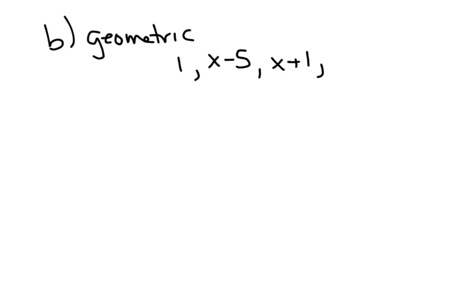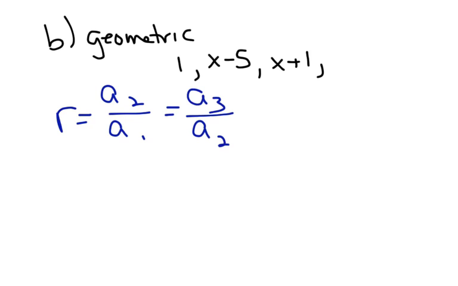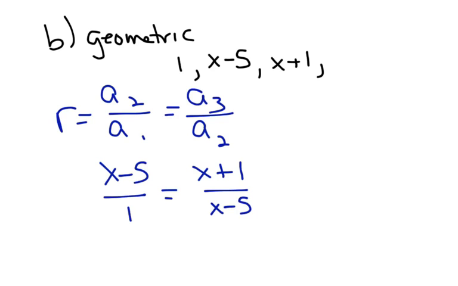Now let's talk about how this particular sequence could be geometric. Remember, it's geometric if the common ratios are all the same, and the common ratios are found by either taking the second term and dividing it by the first term, or the third term divided by the second term. So we're going to use this equation to solve a proportion to find x if this were geometric. So I'm going to do the second term divided by the first term must be equal to the third term divided by the second term.